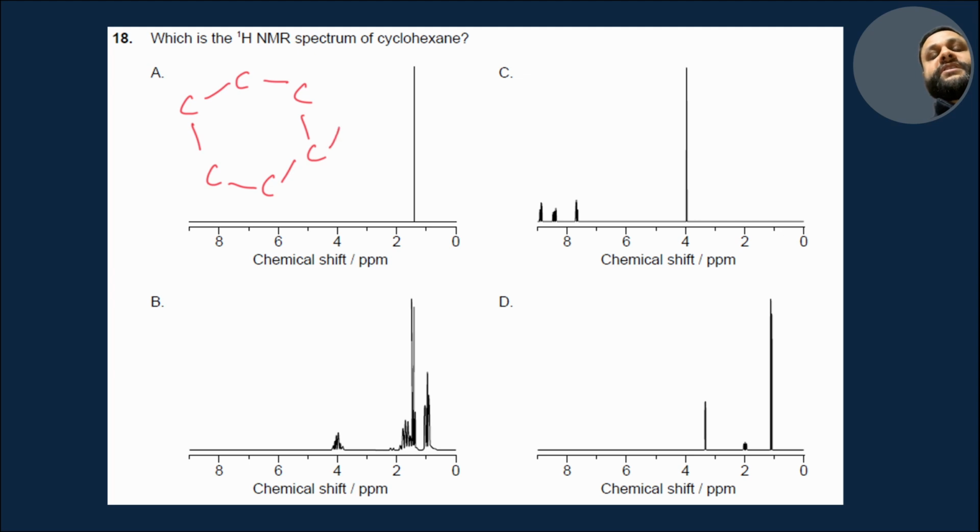Carbon forms 4 bonds, so each carbon is attached to 2 hydrogens. H, H, H, H, H there, and H there. As we can see, there are 12 hydrogens, but all these hydrogens are in the same environment. Hence, we expect a single signal or single peak, and our answer should have only 1 peak. If we look at the options, option A has only 1 peak. Hence, A is the correct answer.